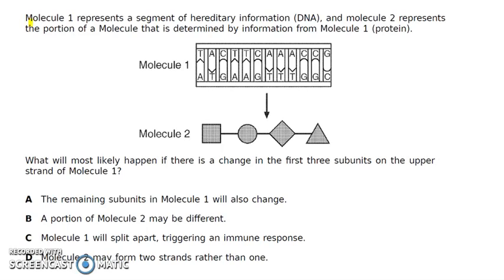Molecule 1, it says, is DNA. So we're going to label it, even though I'm sure you knew that was DNA because there's A's and T's and it's double-stranded. Then it says that molecule 2 is a portion of a molecule determined by the information from molecule 1. In other words, a protein. So this one's a protein.